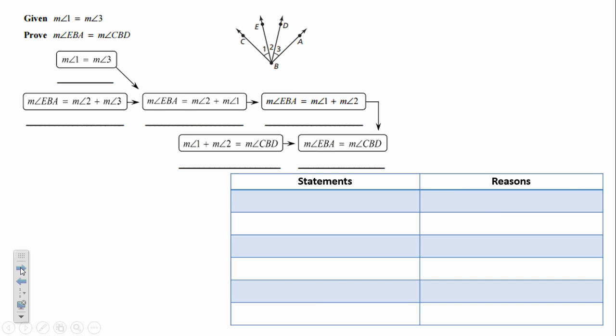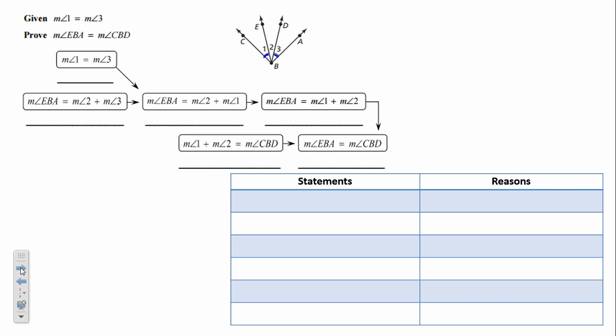Okay? So we're going to talk about how we are going to prove that angle EBA is congruent to angle CBD here using this flowchart proof. And then we'll translate it to a two-column so you can see the difference between them. Okay? So we're starting out with a given. Measure of angle 1 is equal to the measure of angle 3. So they've made those marks for us already. We had those two small angles equal to each other. Okay?